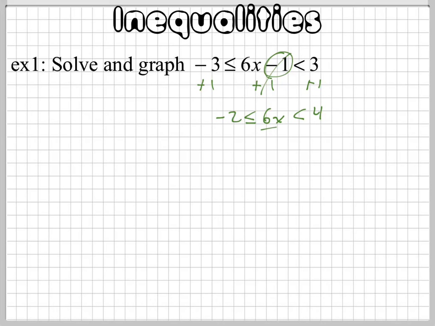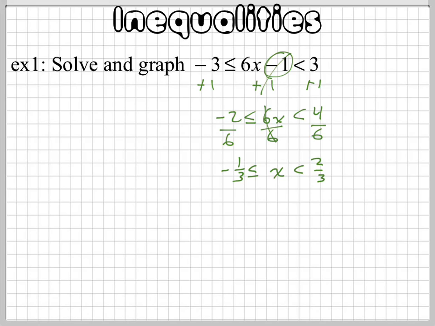Now, how do I get rid of that 6? I divide it by 6. So I divide everything by 6, and so now I have 1x greater than or equal to negative 1 over 3, and when I simplify the other side, I get 2 over 3. So there's my solution, but that's in inequality form. Let's write it in interval notation.